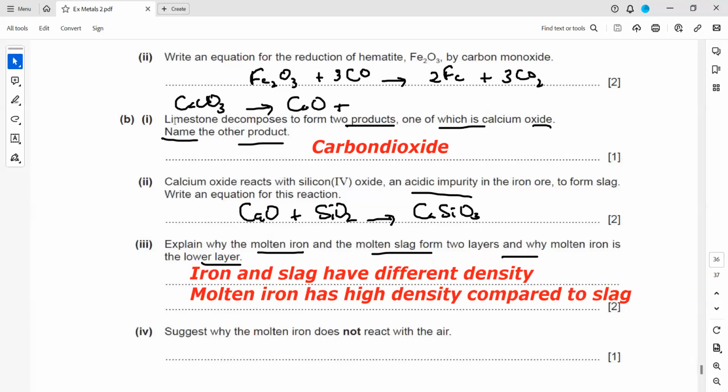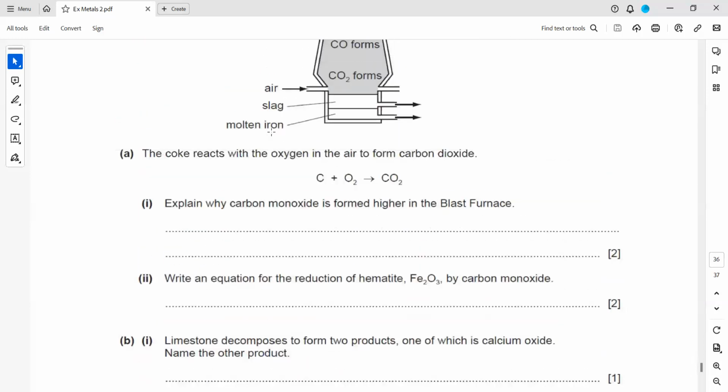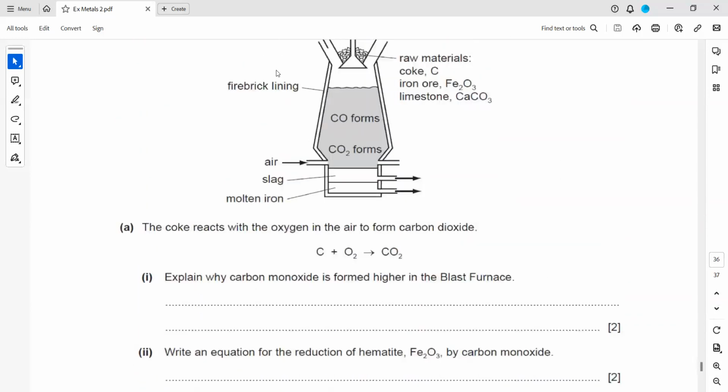Suggest why molten iron does not react with air. Why does the molten iron not react with air? If you look at this, you can get the answer. What is at the top of the molten iron? The top of the molten iron is slag. So the slag is preventing the molten iron from reacting, because the air and molten iron are separated by slag. So slag on the top of iron is preventing it from reaction.